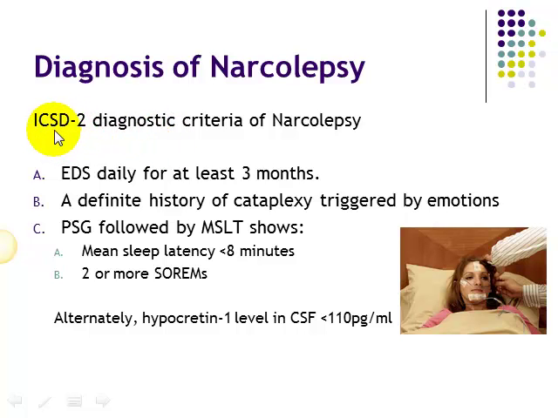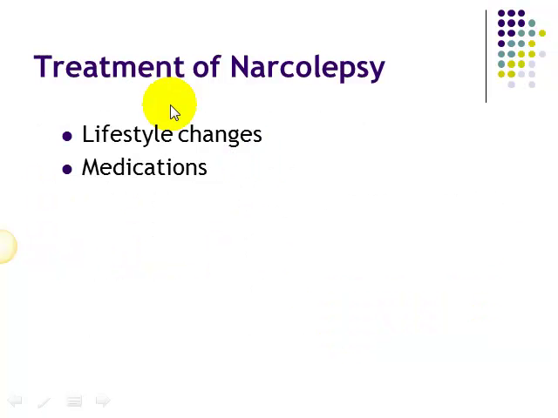ICSD-2, International Classification of Sleep Disorders 2, diagnostic criteria of narcolepsy are three main findings. 1. Excessive daytime sleepiness that lasts for more than 3 months. 2. A definite history of cataplexy triggered by emotions. 3. The sleep study shows that the mean sleep latency, that is how long it takes you to fall asleep, is 8 minutes or less, and then there are 2 or more sleep onset REM periods, or dream sleep right at the onset. Alternately, the brain CSF finding, a medical test, may show that the hypocretin 1 level is 110 or less.